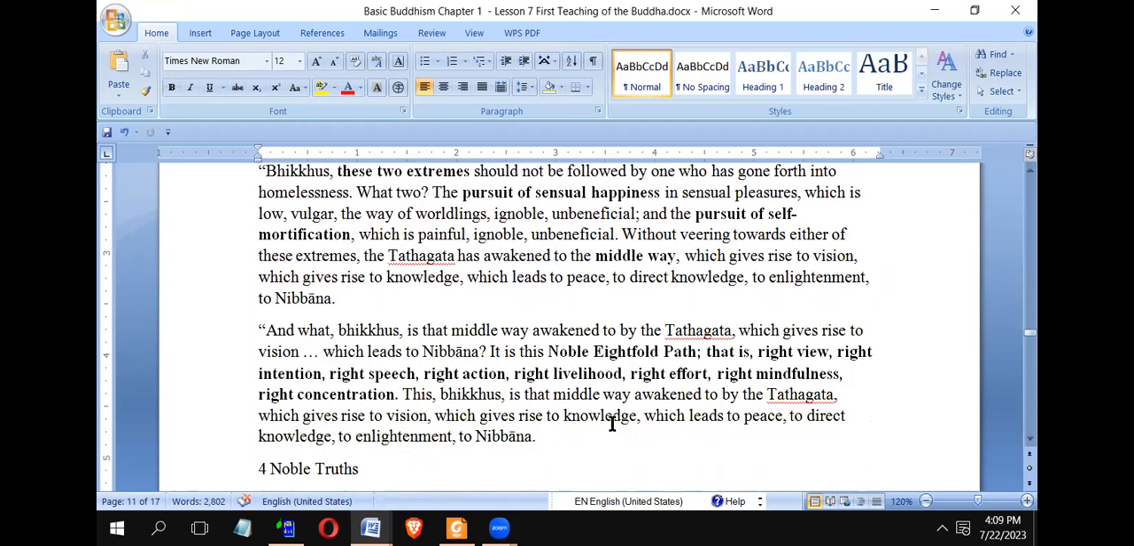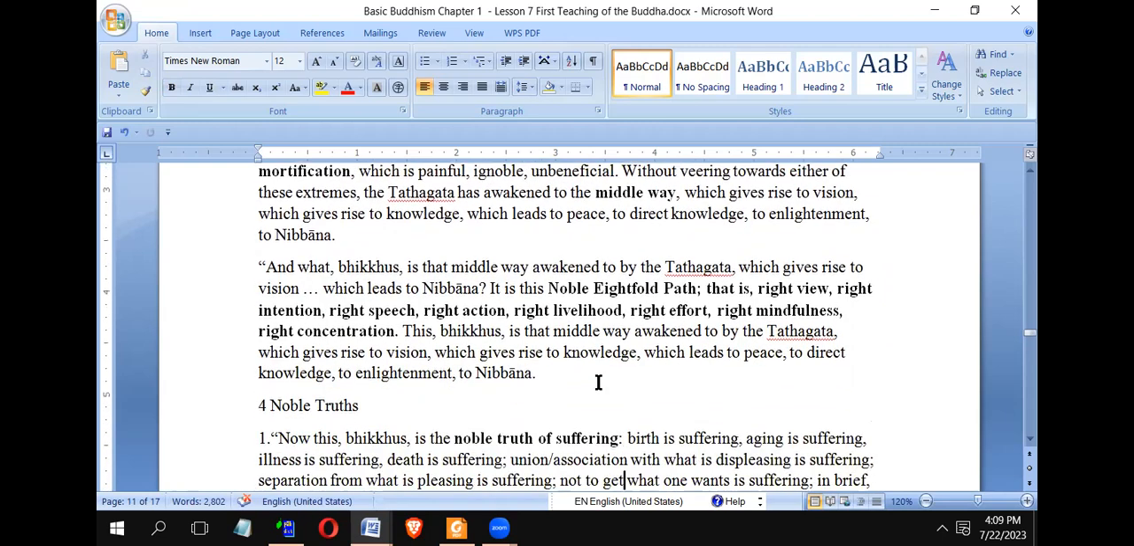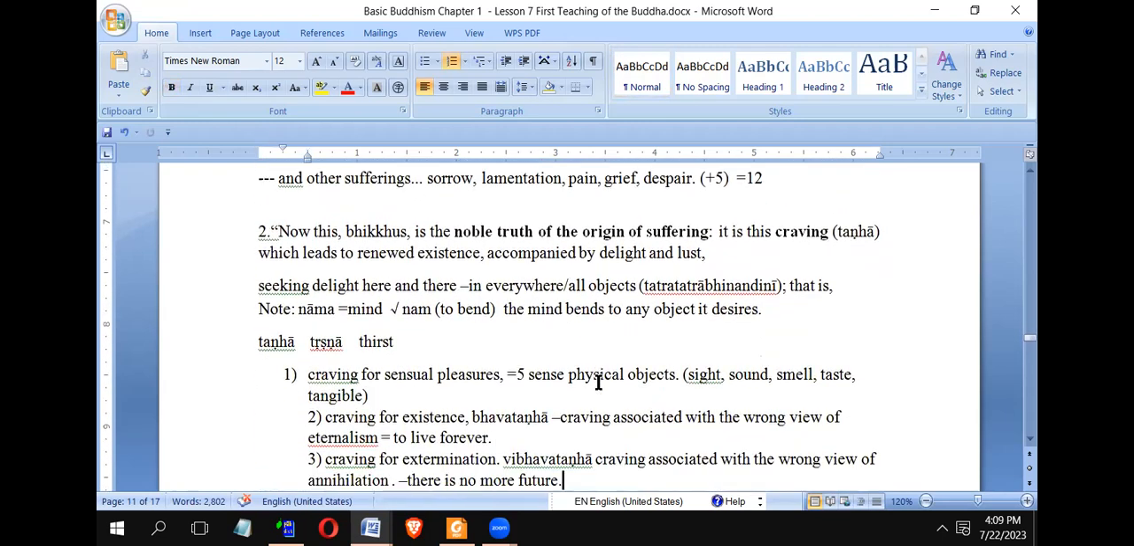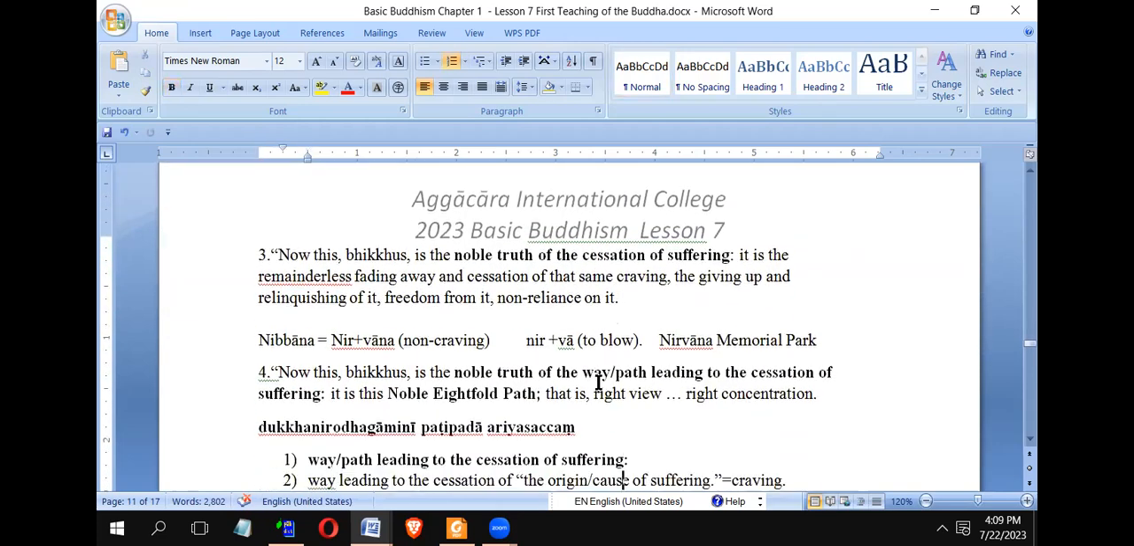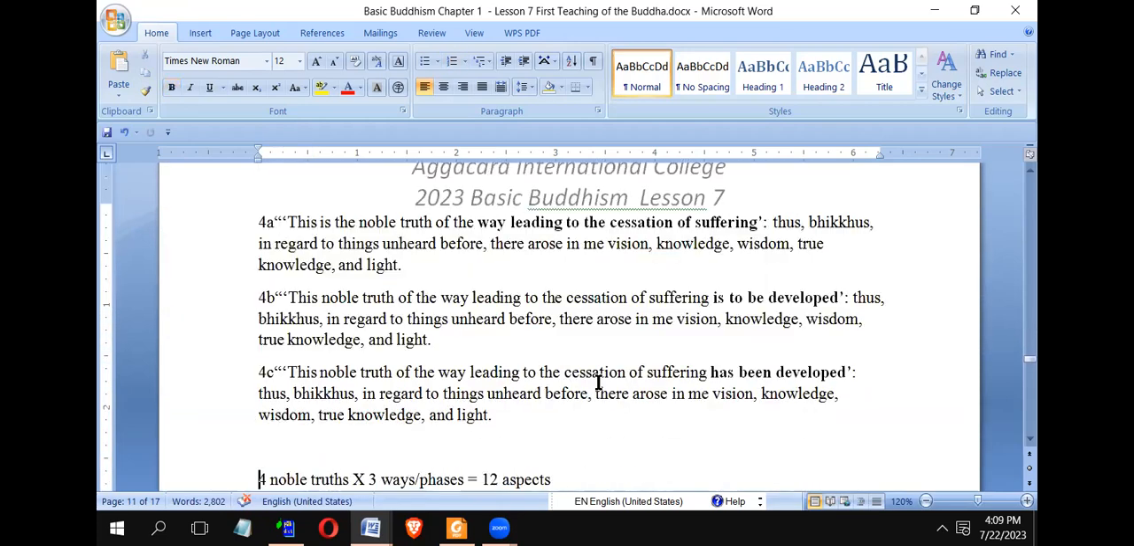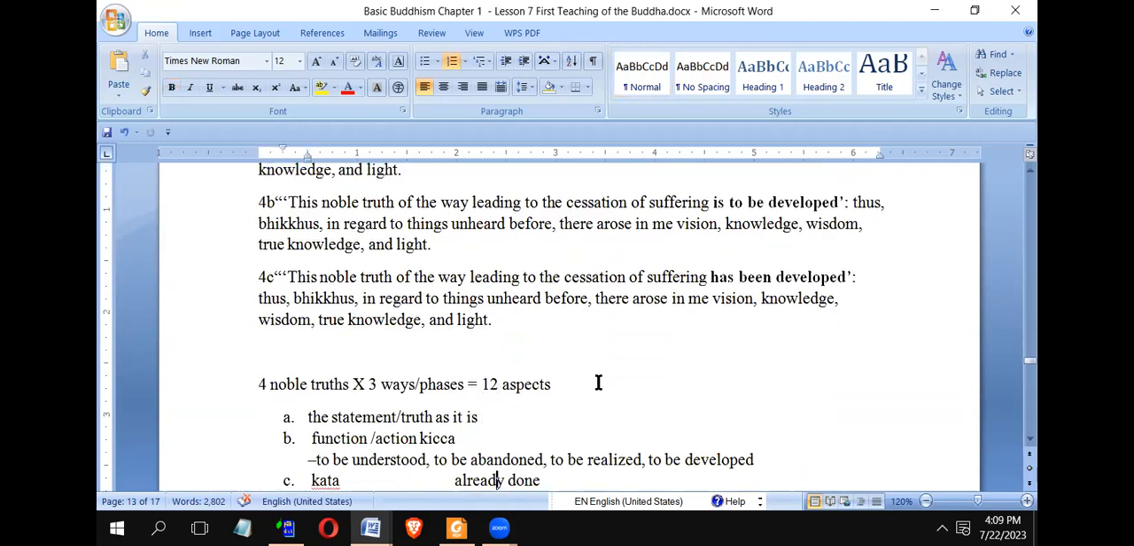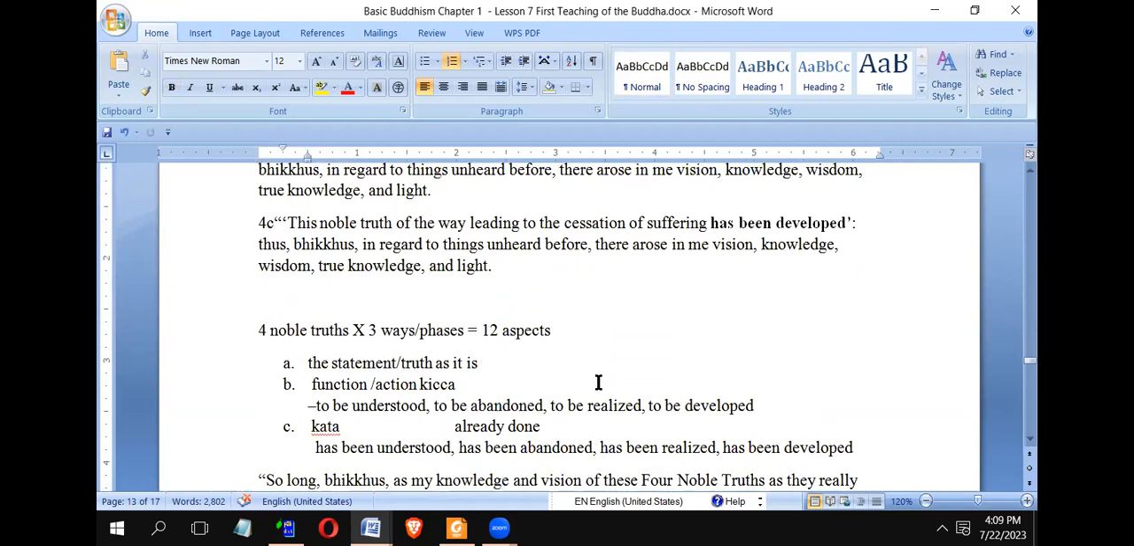Two extremes, and then the middle path. Then after that, the middle path, right? Then talking about the Four Noble Truths. Then repeat the Four Noble Truths, repeating 3 times each. So totally there will be Four Noble Truths times 3 ways, there will be 12 aspects. And then the Four Noble Truths, if you summarize, there will be one statement, one function to be done, one that has been done, right?